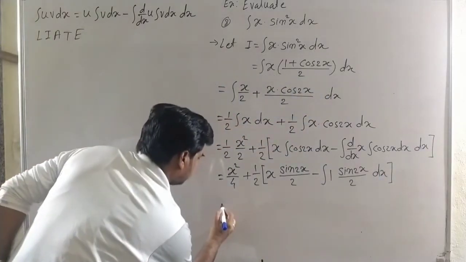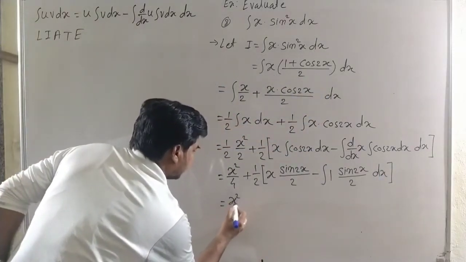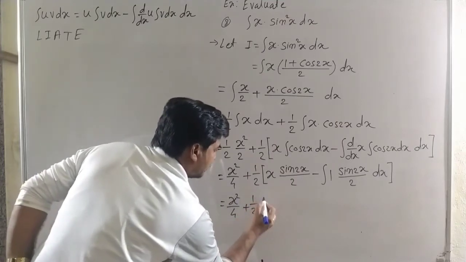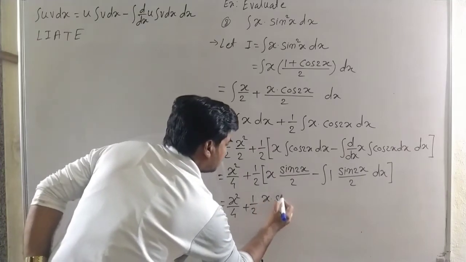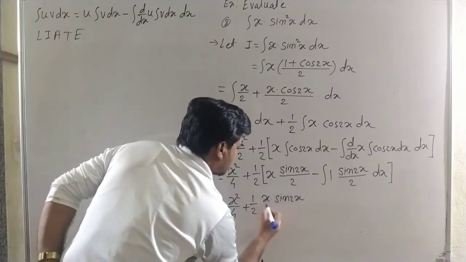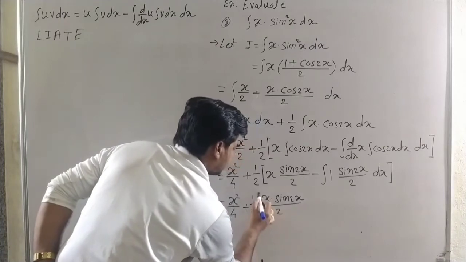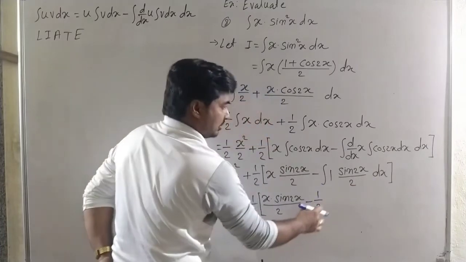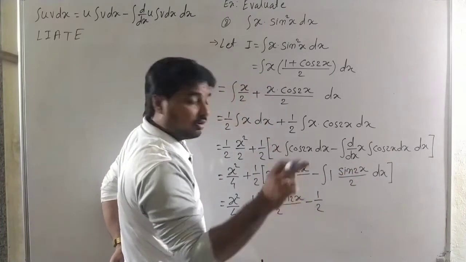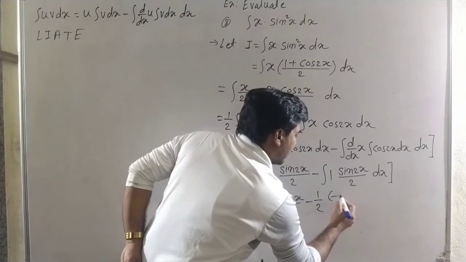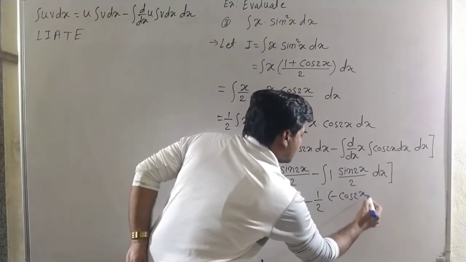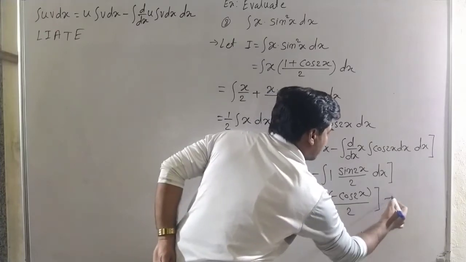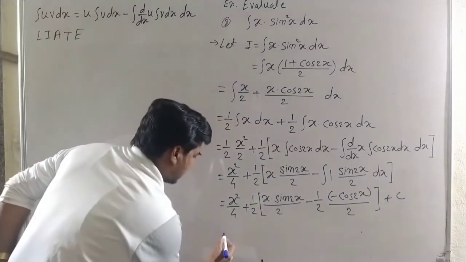Now here it is x square by 4 plus 1 by 2 into, see carefully here, x into sin 2x upon 2, minus 1 by 2, it is a constant, and integral of sin 2x is minus cos 2x upon 2, and now plus c.